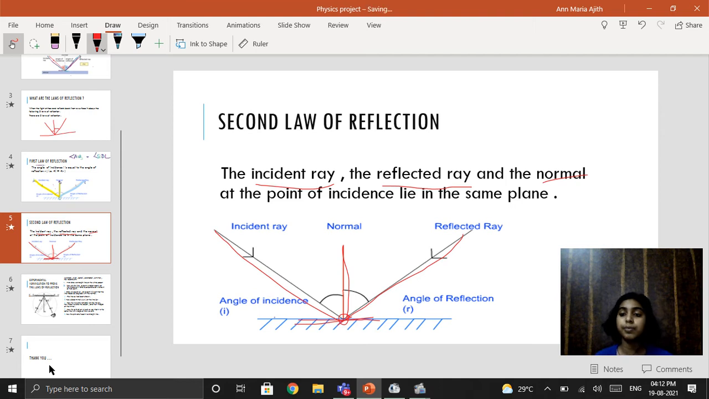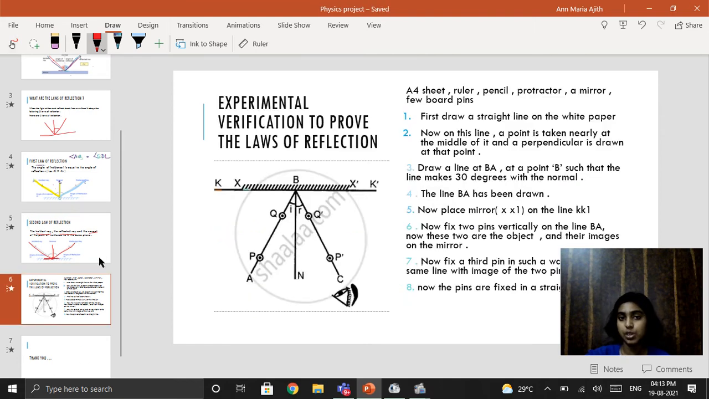To prove the first law and second law, we have a verification method. That's the experimental verification. I'm going to show you the experimental verification to prove the laws of reflection. The materials needed to prove this are an A4 size sheet, a ruler, pencil, protractor, a mirror and a few board pins. So let's start.